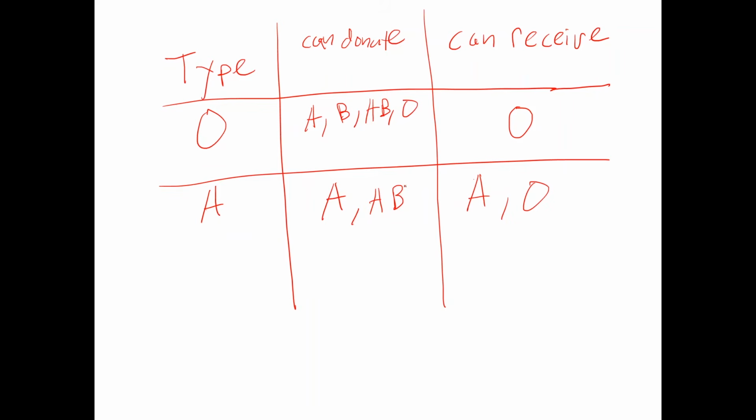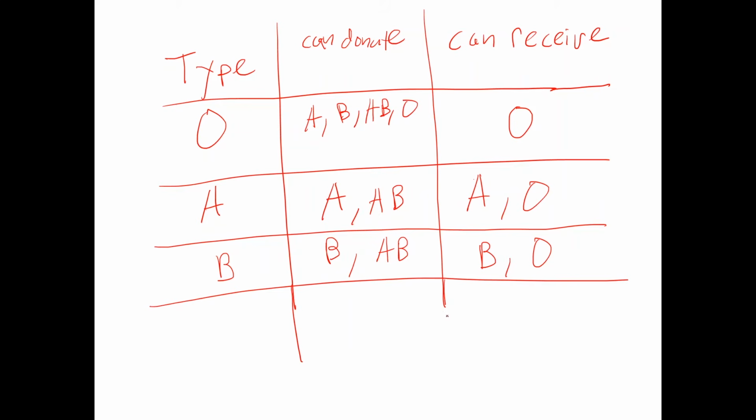They can't receive from AB because they have antibodies to B. Then you have type B. They can donate to B and AB, because remember, AB doesn't have antibodies to A or B. And then they can receive from, obviously, B and O.